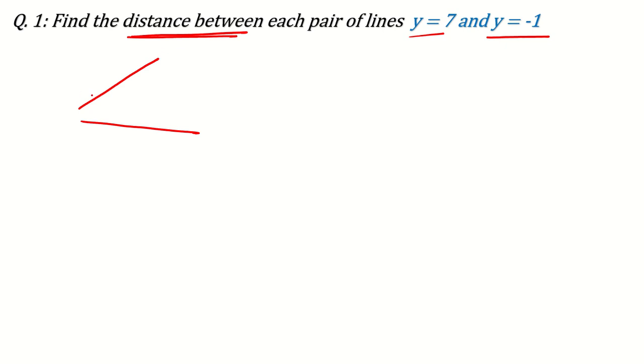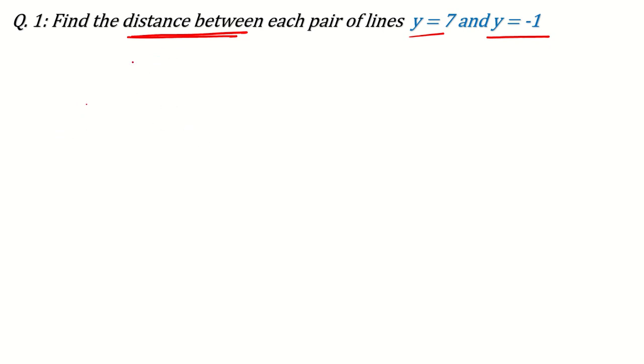So if two lines are not parallel to each other, then definitely they are going to intersect each other if they are in the same plane. Yes or no? Yes. And if they are intersecting each other, then what will be the distance between them? Distance between them will be 0. So if lines are not parallel and they are on the same plane, then distance between them will be equal to 0.